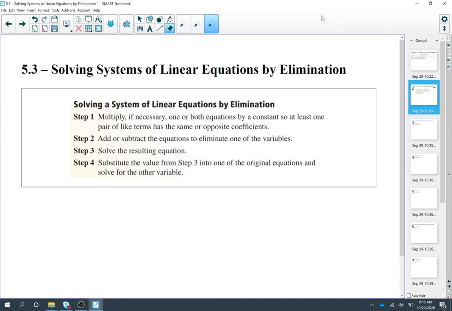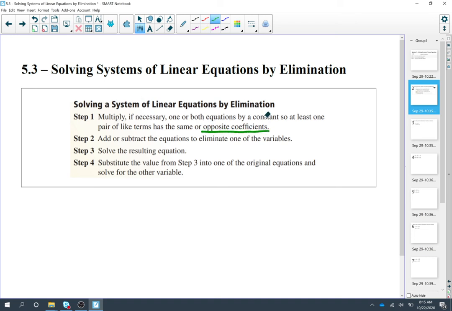5.3, Solving Systems of Linear Equations by Elimination. Step 1. Multiply, if necessary, one or both equations by a constant so at least one pair of like terms has the same or opposite coefficients. And for our purposes, we're going to go with opposite coefficients.